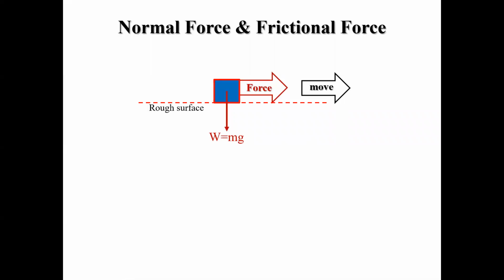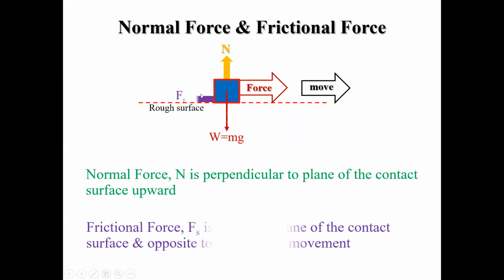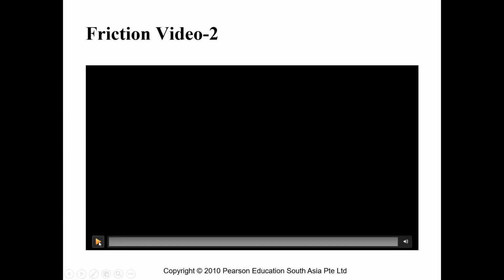Now, normal force and frictional force. You see, the weight W equals mg works downward, that is towards gravity, and a force is exerted towards right, and the movement tendency is towards right. So, normal force will be perpendicular to the plane upward, and frictional force will be opposite to the move. Normal force N is perpendicular to the plane of the contact surface upward, and frictional force Fs is along the plane of the contact surface opposite to the tendency of the movement. Now you see another video.